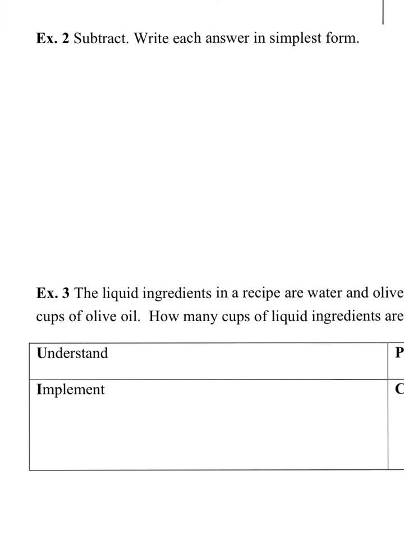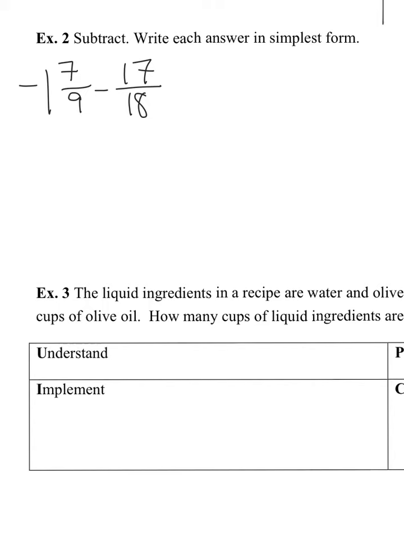Okay, next up is subtraction. We're going to do 1 and 7/9 minus 17/18. And just for giggles, we're going to make that 1 and 7/9 a negative. That way we get some practice with our integer rules.